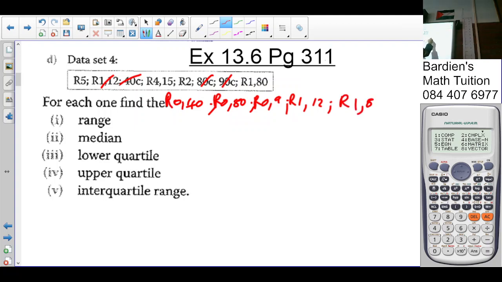1 rand 80 cents. 2 rand. Yes? 4 rand 15 cents. And 5 rand. Yes. Not so.